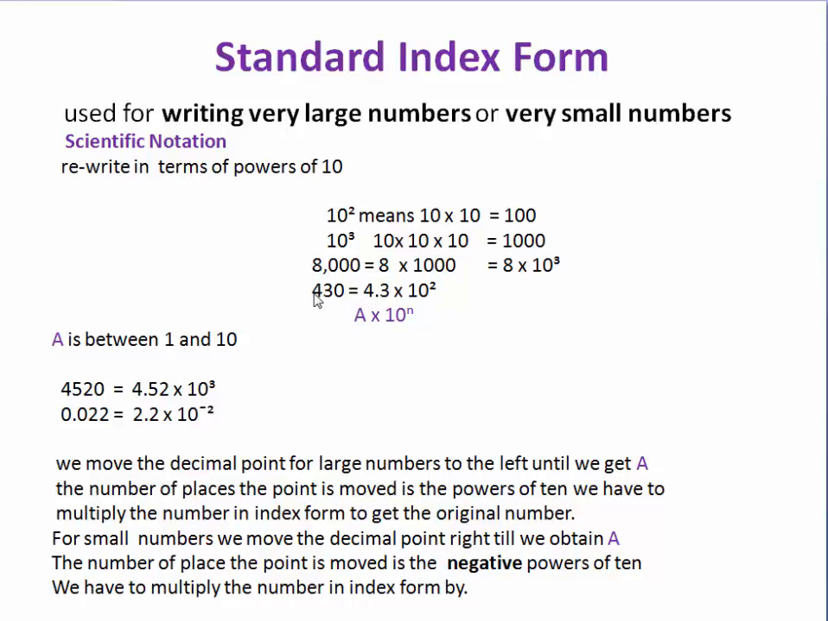So if we've got 430 and we want to write that in standard index form, the decimal point has to be between the 4 and the 3, so it's 4.3. And then how many places do we move the decimal point to get back to our non-standard index form number? We have to move the point 1, 2 places, so it becomes 4.3 multiplied by 10 to the power of 2, or 4.3 times 100.